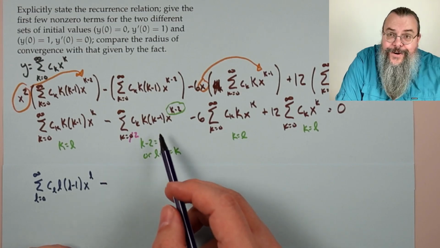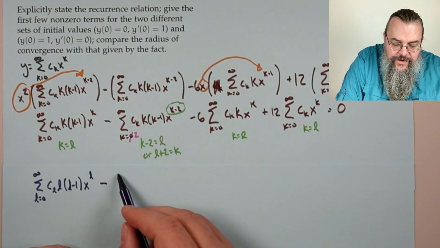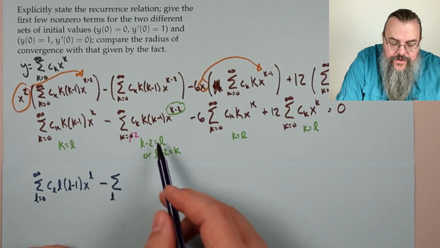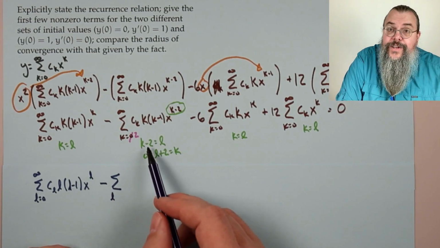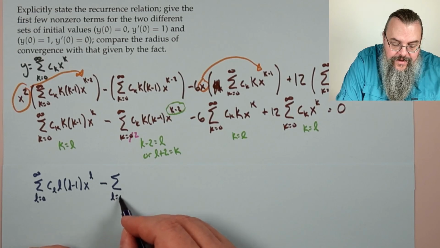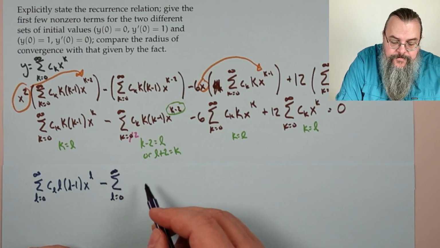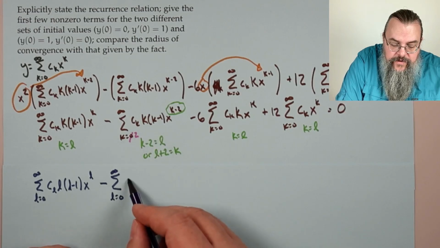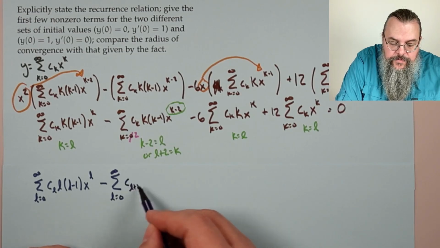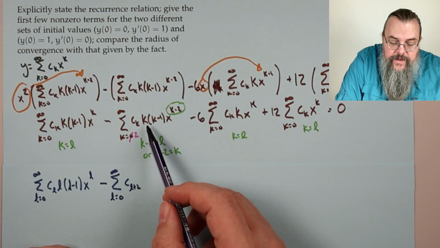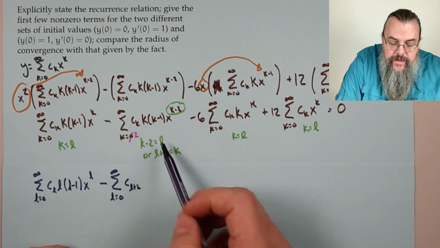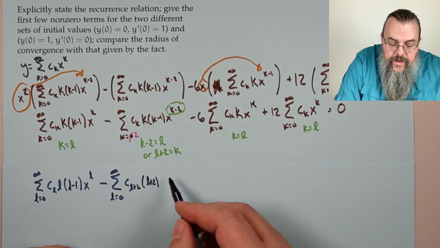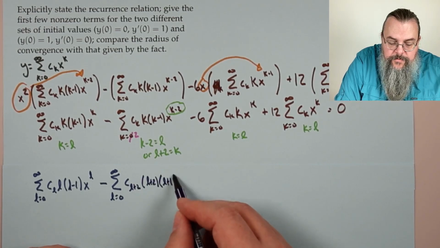And now here's our one we have to think about. Okay. Because we shifted our start to 2, L now starts at 0. Nice. To infinity. Now, we have c_k. Well, that's c_(L+2). And then we have k is L plus 2. And then k minus 1 is L plus 1.